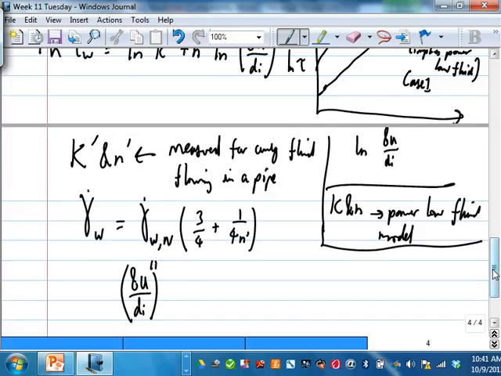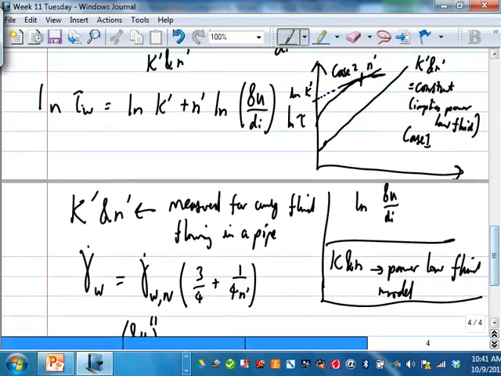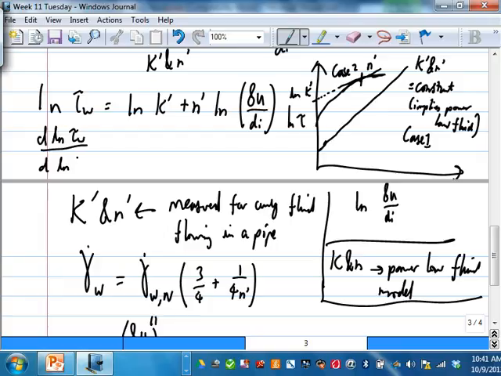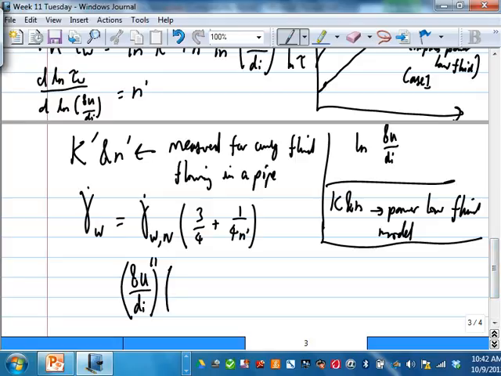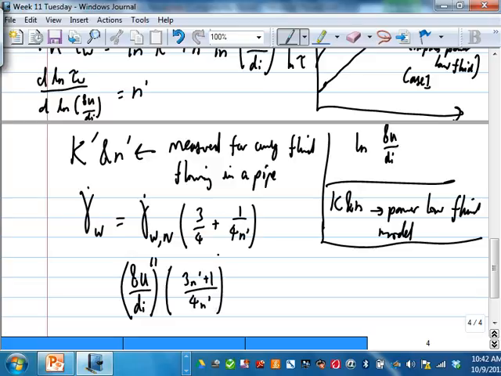Okay? Because here, d ln shear stress on the wall divided by d ln 8u over di, that's the gradient, isn't it, of this curve, is equal to n prime. Alright? But that one I had the other way around, that's why it's 1 over n prime. And therefore this one, you can also write as 3 n prime plus 1 over 4 n prime. Alright, it's just factoring it.